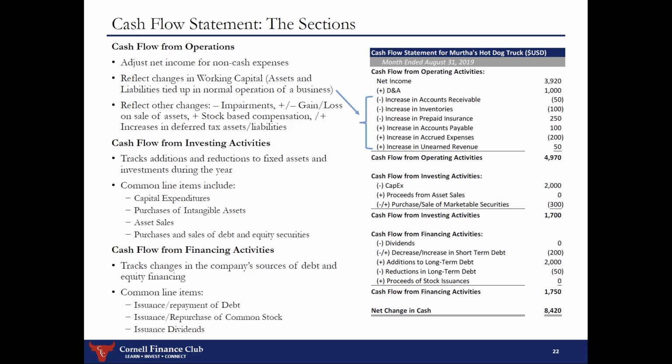And finally, the bottom part is cash flow from financing activities, and this just tracks changes in the company's sources of debt and equity financing. Common line items include issuance or repayment of debt, the issuance or repurchase of common stock, and then payment of dividends. One special note about dividends: retained earnings is increased by net income, but is decreased by dividends, because you're paying out the company's earnings and returning it to shareholders in the form of dividends.